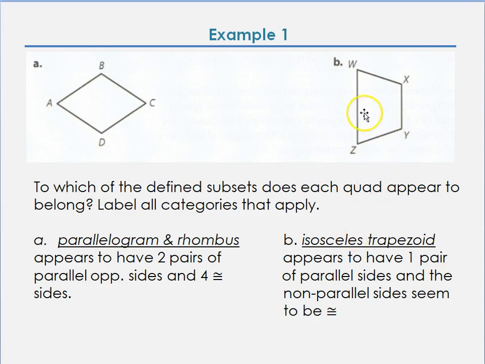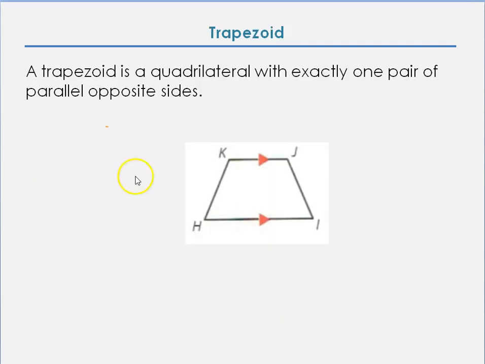In B, we have a trapezoid. It's just turned to its side from what the picture you saw before. And these would be the two bases, XY and WZ. And it has one pair of parallel opposite sides, and the non-parallel sides seem to be congruent, the same length, so this would be an isosceles trapezoid, which was the last designation from this picture that we talked about. So it's just taking this figure and turning it on its side.